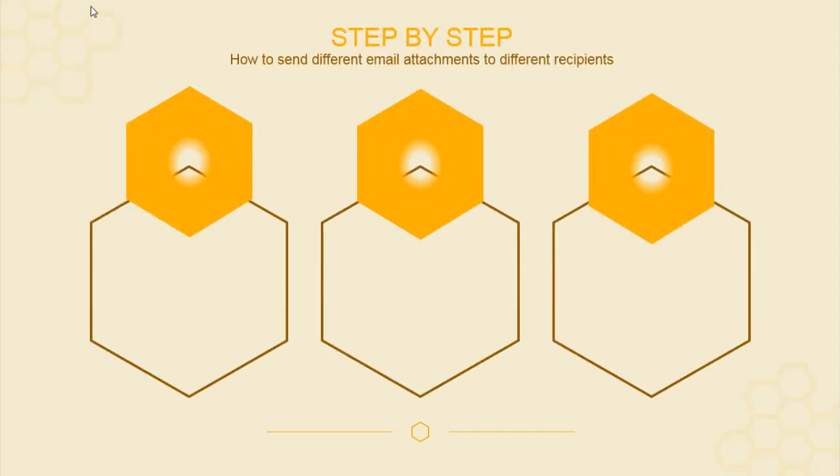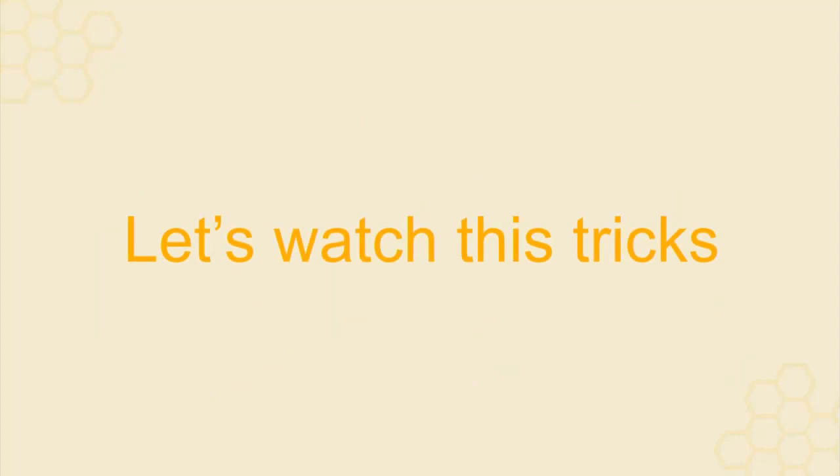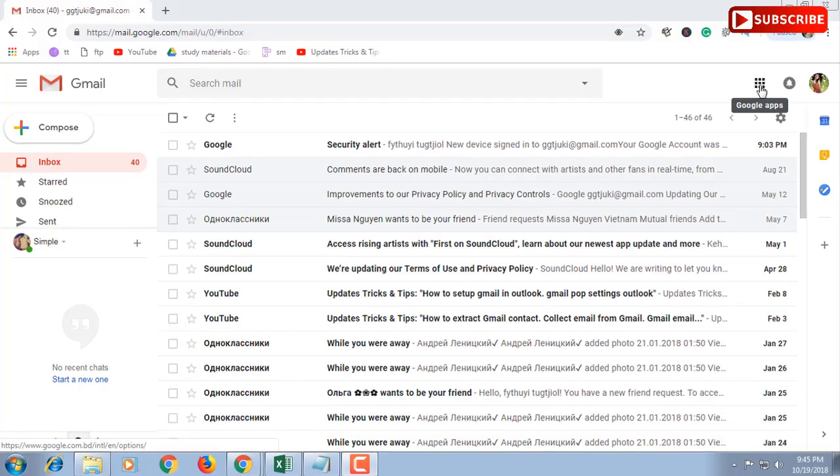Here I'm going to show how to send different email attachments to different recipients. There are three steps to do this merge. Step 1, create a chart in the Google Sheet. Step 2, upload your attachment file in your Google Drive. Step 3, install add-ons and send the email. This is a so easy trick.